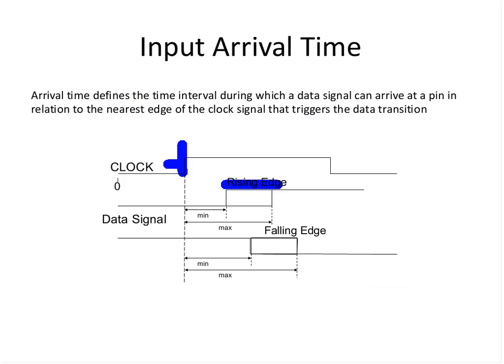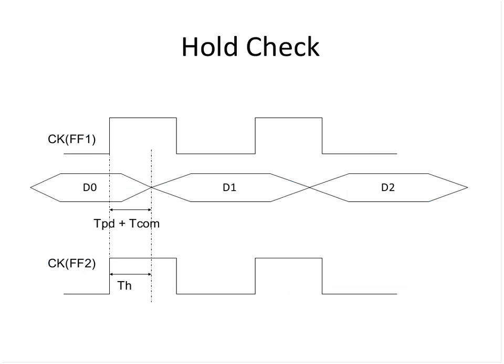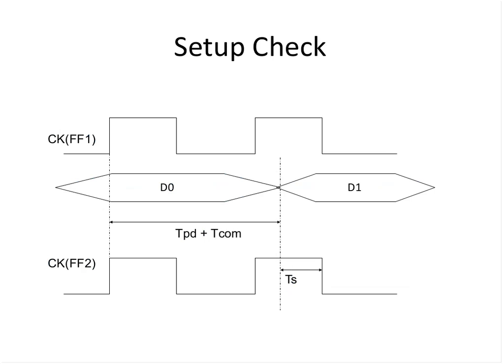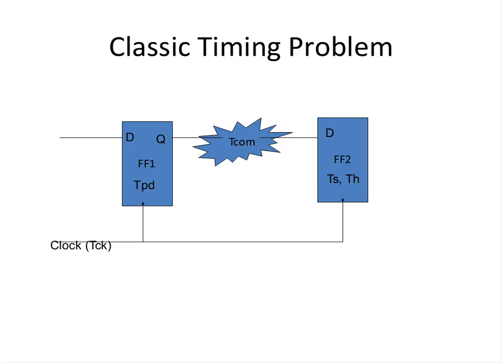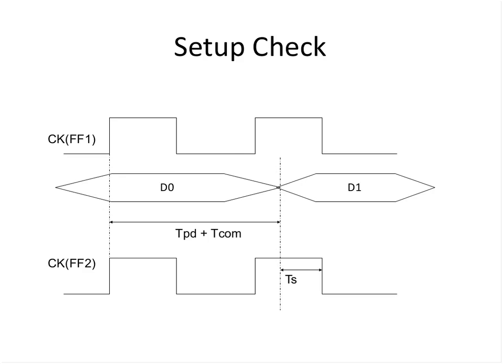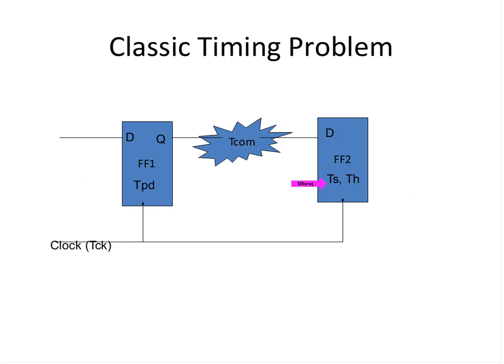So now let's go back to the setup and hold timing. Now setup. Go to this window. Here we are assuming that the clock is arriving at the same time at the two flops FF1 and FF2. At FF1 and FF2, we are assuming that the clock arrives at the same point. This is called ideal clock. This is the pre layout point, right?